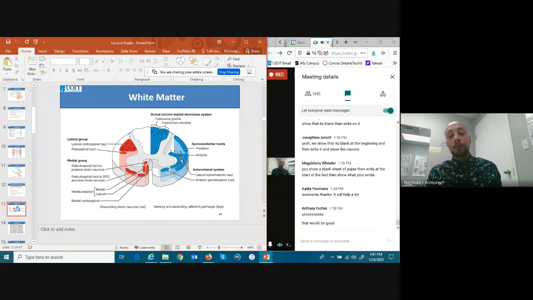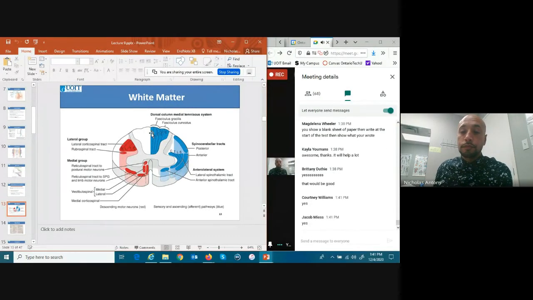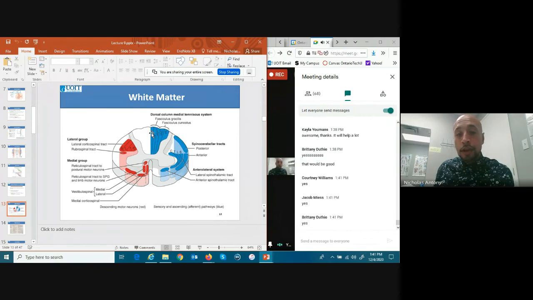Brittany, look at this slide now. This is our lateral upper motor neuron tracts. These are our medial upper motor neuron tracts. This is the sensory tracts, dorsal column, and these are the lateral ones. Now, if you look at the slide, see how it says C, T, L, S? Can you guys see that? That means cervical, thoracic, lumbar, sacral, or cervical, upper thoracic, lower thoracic, lumbar, sacral.